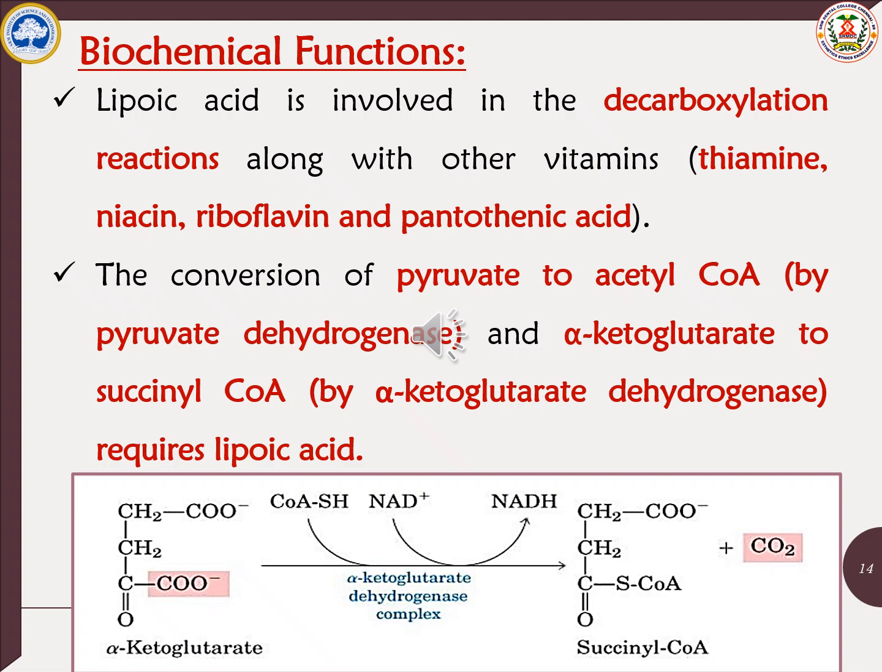This is a complex enzyme which requires lipoic acid along with other coenzymes, other vitamins, to perform the decarboxylation reaction. And pyruvate dehydrogenase is also a complex enzyme involved in the conversion of pyruvate to acetyl CoA. There also they require lipoic acid as a coenzyme for performing the decarboxylation reaction along with the other vitamins.